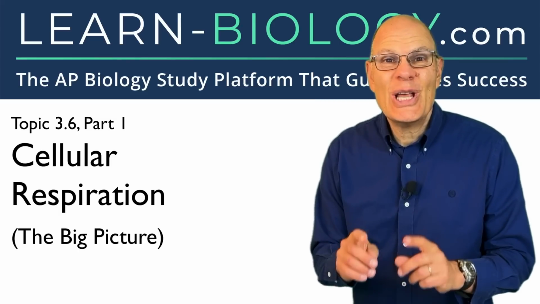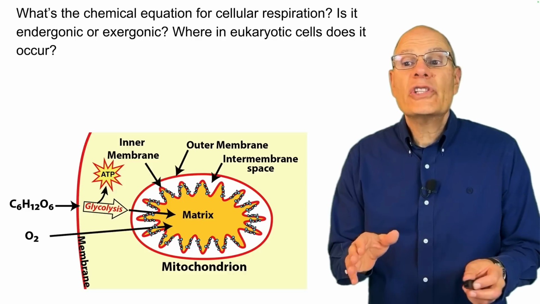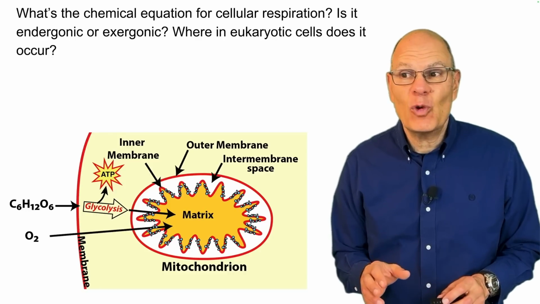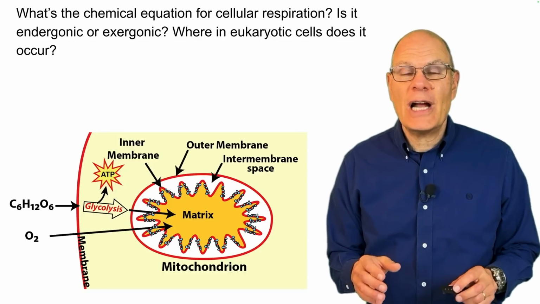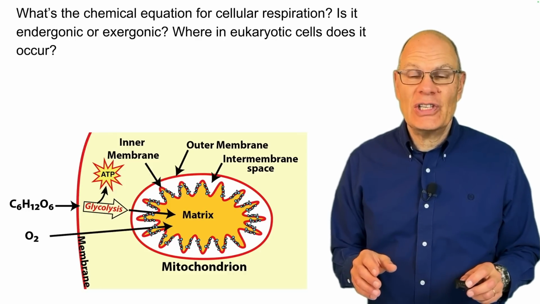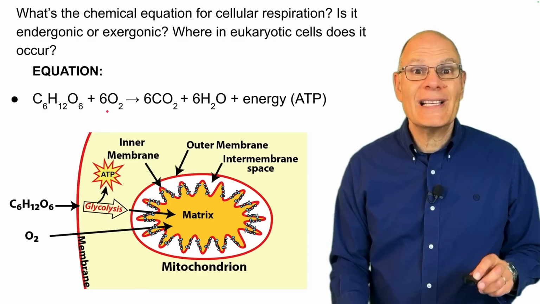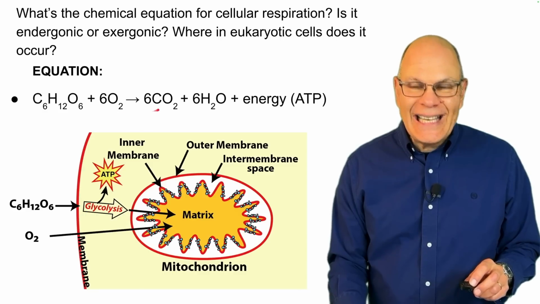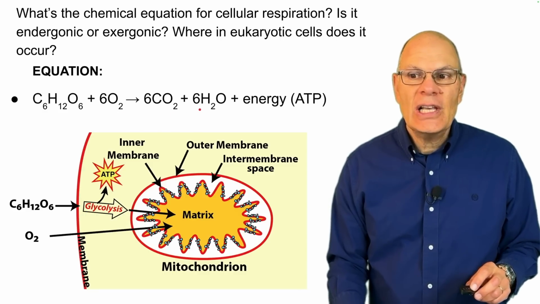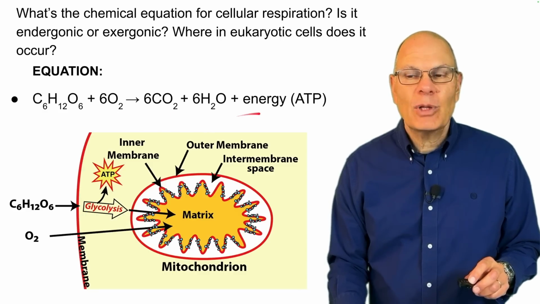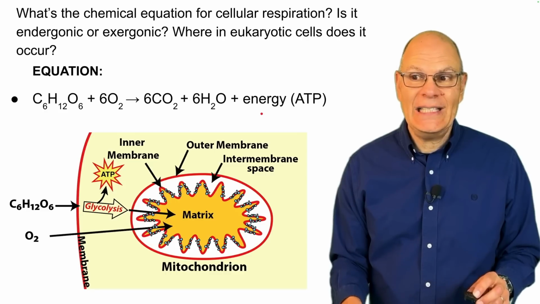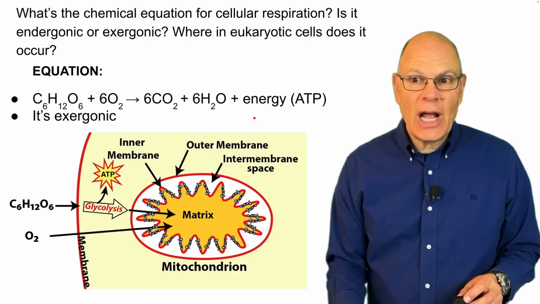Cellular respiration, the big picture. What's the chemical equation for cellular respiration? Is it endergonic or exergonic? Where in eukaryotic cells does it occur? The equation: C6H12O6, or glucose, plus 6 oxygens yields 6 carbon dioxides, 6 water molecules, plus energy in the form of ATP. It's an exergonic reaction.